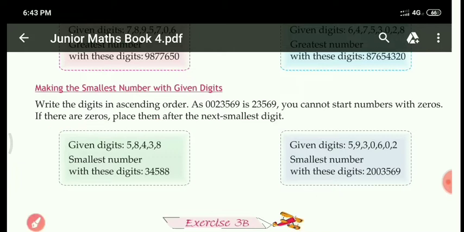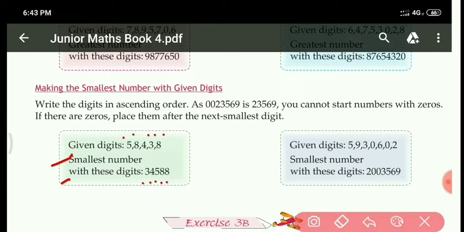So one example, as you can see, 58438, and here we are making the smallest number. What we have to do here? Arrange these digits in ascending order, means smaller to bigger. Here you can see 34588. It is going from smaller to bigger digit. And here which one is the smallest? 3. Then after it 4, then 5, then 8, and then last also 8. 2 times it is given. Okay. So the required number in words is 34,588.